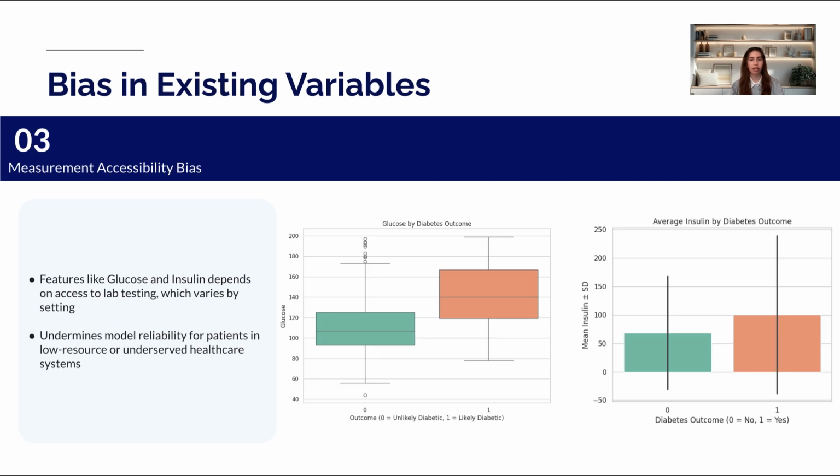Lab values like insulin or glucose are critical, but not every patient has equal access to testing. These gaps aren't just missing values, they're reflections of broader healthcare disparities. If not handled properly, they quietly bias the model against patients from lower resource environments.